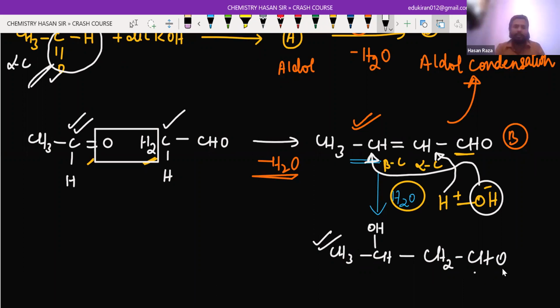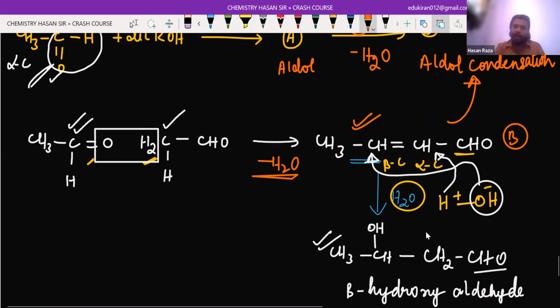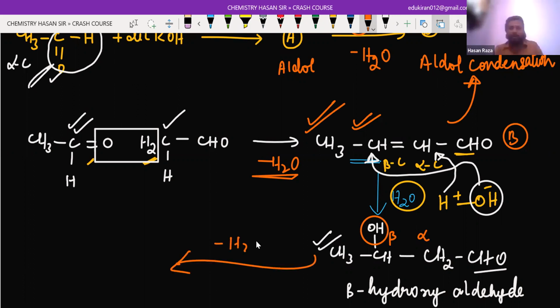Aldol means ald is used for aldehyde, and ol is used for alcohol. This product is also known as beta hydroxy aldehyde. Why beta hydroxy? As you can see, this is your alpha, this is your beta, and on the beta carbon, this hydroxide is there. That's why we call it beta hydroxy aldehyde. And if you are going to heat it, we remove H2O: OH and H will be removed, and this double bond product you will get.